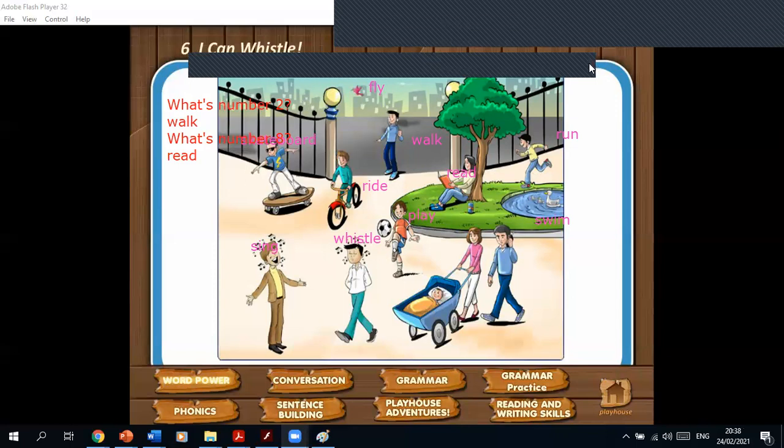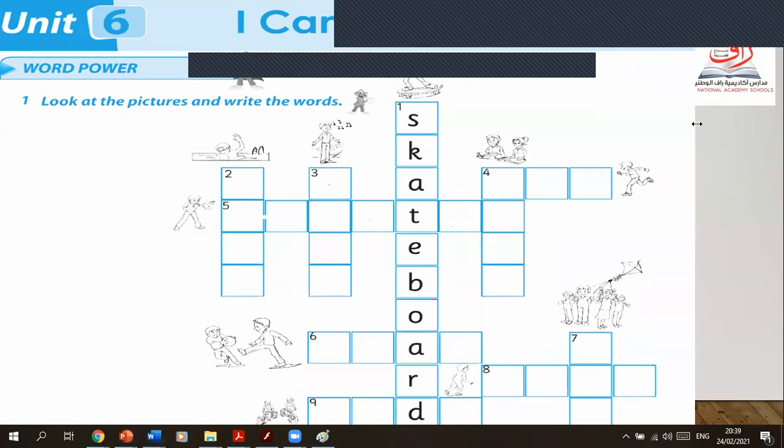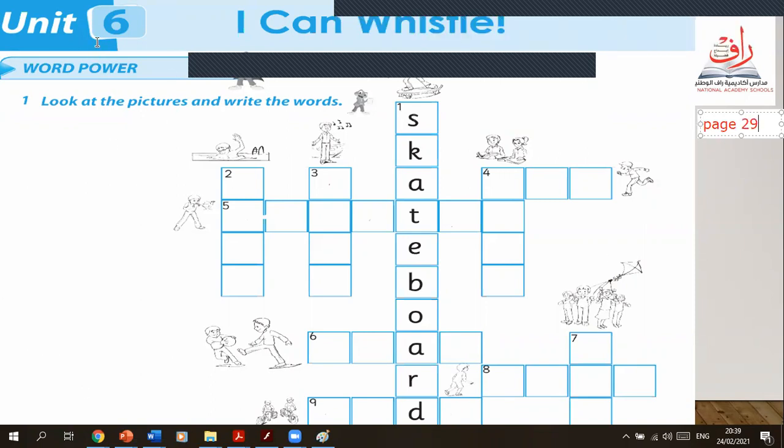Now we're going to start with the workbook. Let's open our workbook, page 29 for unit six. Are you ready? I will write the page here. Page 29, unit six, I can whistle, word power. Look at the pictures and write the words. We have the words we were talking about in the student book.